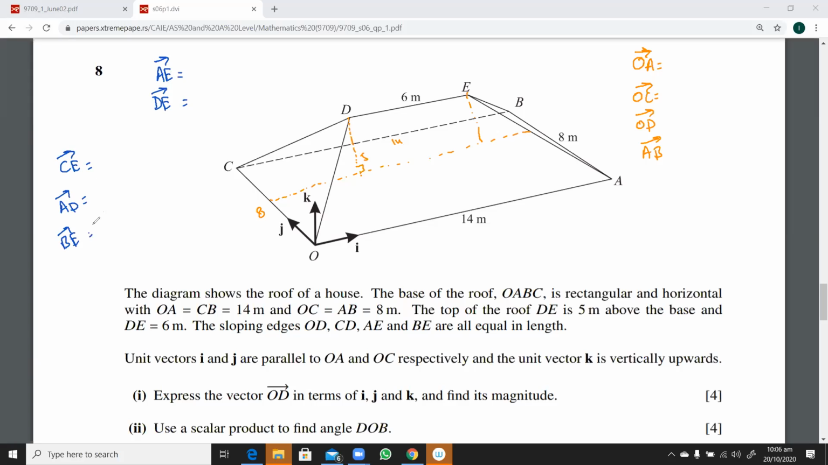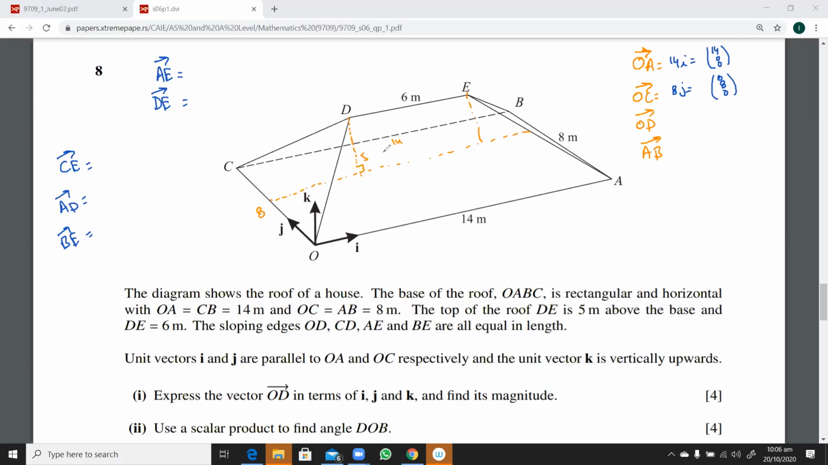Okay. Just going to write the answers and you can match it with your working. OA, I am going to write it as 14I. And this is 1400. That is your OA. OC is 8J. So that is 080.